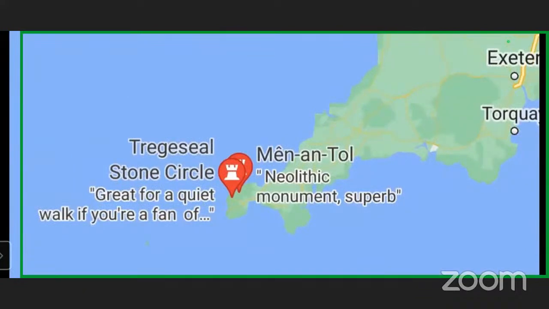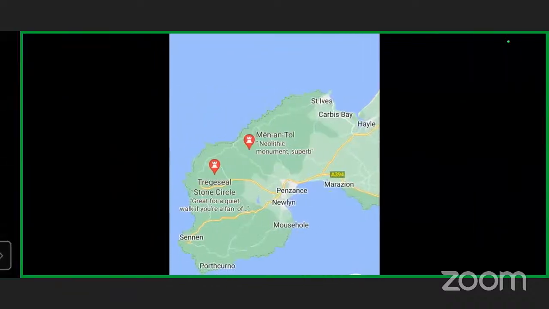The next site we're going to look at is called the Men-an-Tol monument. Sorry, guys, if I'm going to be a bit dispiriting, but it's a Neolithic monument, superb, right? It's one of the most disappointing archaeological monuments I've ever seen in my life. It is wrong. They've reconstructed it wrong. They've moved the stones around. They've completely distorted it. They've maimed it. They've destroyed it. They've wrecked it. I felt so angry when I went there, right? And why? Well, I'll tell you why now.